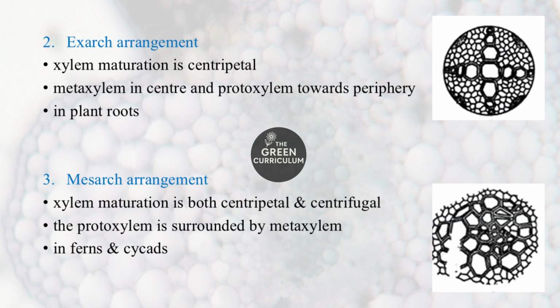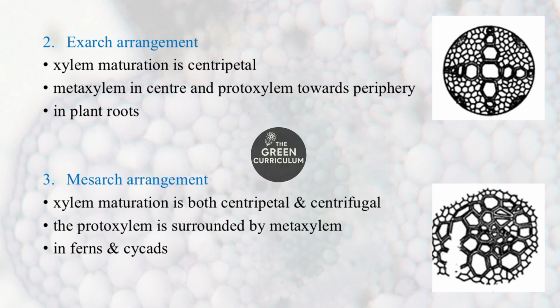Okay, then next one is exarch. Exarch means the xylem maturation is centripetal. The maturation moves towards the center. So the protoxylem is seen towards the periphery and metaxylem is seen towards the center, that is towards the pith. And the exarch arrangement is normally seen in plant roots.